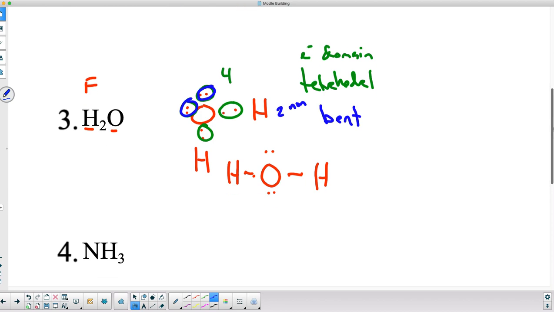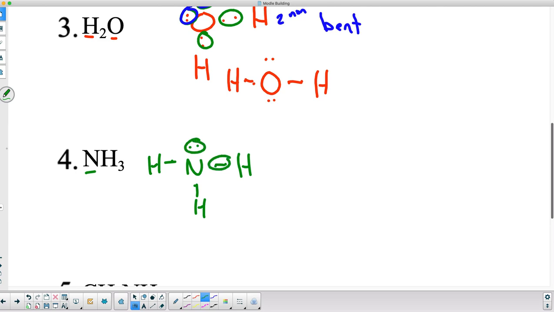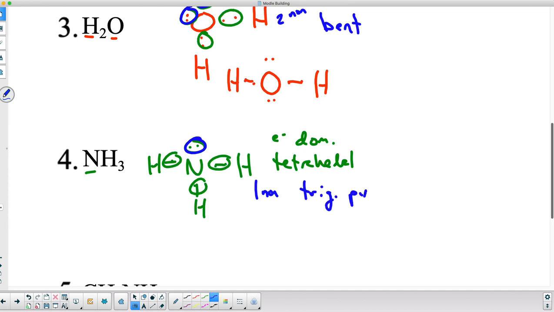So let's keep going. So what do we have for NH3? Well, NH3, the N, remember H is a terminal atom, so I have N looks like this. Those single electrons are perfect for bonding for hydrogen. So I bond there, and I bond there, like that. How many electron domains do we have? We have 1, 2, 3, 4. Again, for electron domain, this is tetrahedral. And the number of lone pairs is 1. So if you have 1 non-bonding, that would be trigonal pyramidal.